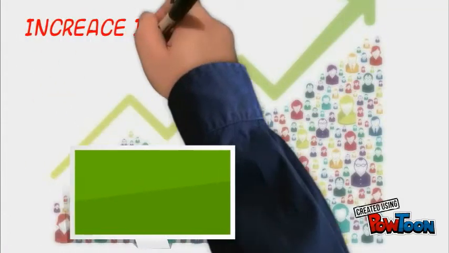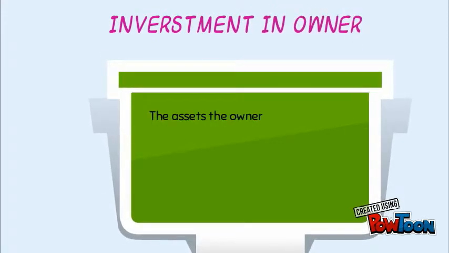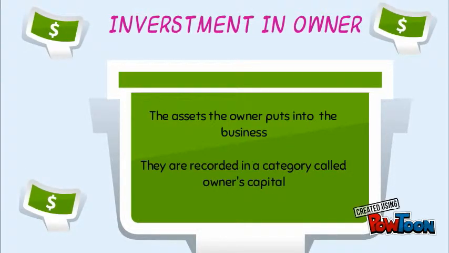Components that make owner's equity increase are investments by owner and revenues. Investments by owner are the assets the owner puts into the business. These investments increase owner's equity. They are recorded in a category called owner's capital.